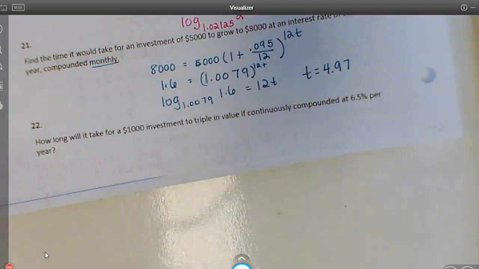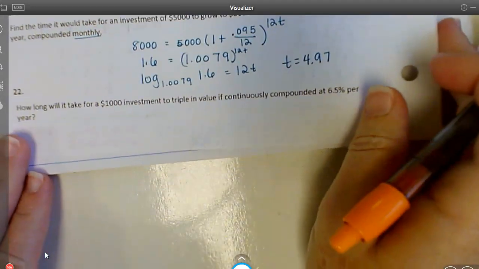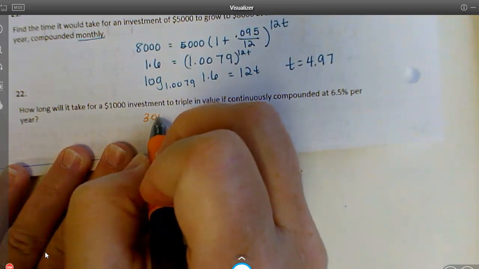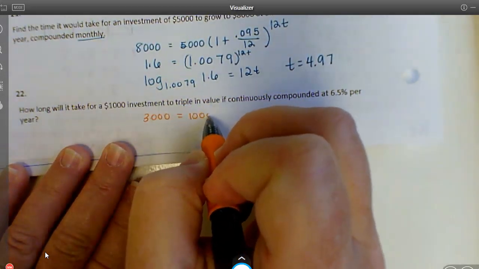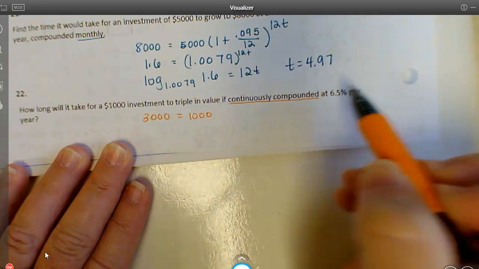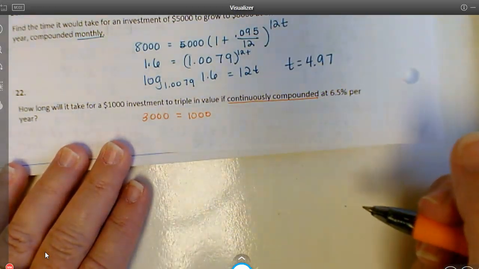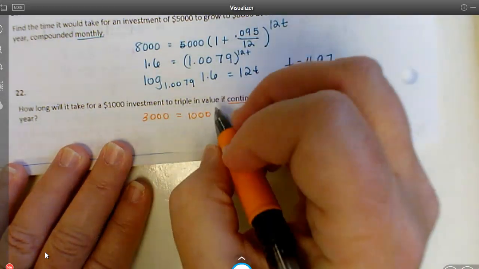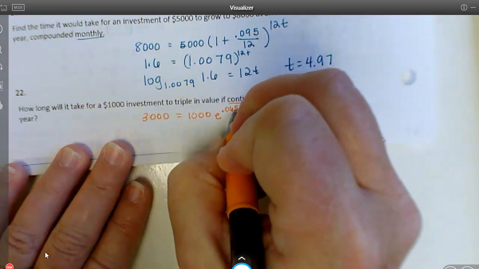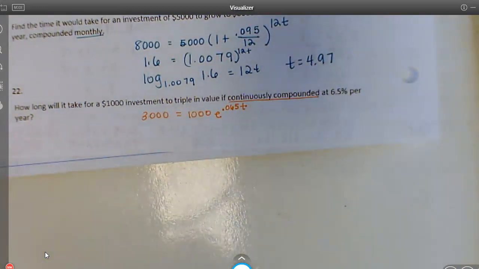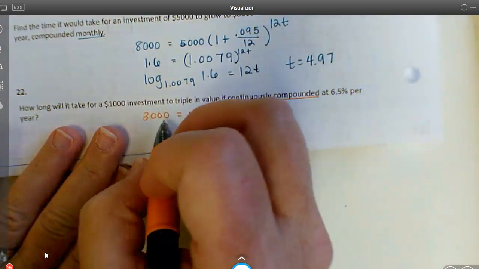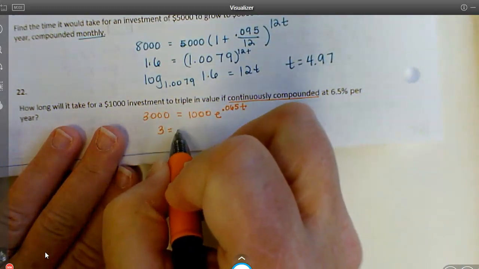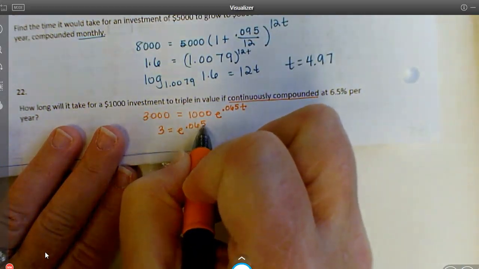How long will it take for $1,000 to triple? That tells me that I'm trying to get to 3,000, since 1,000 is what we're starting with. It tells me it's continuously compounded. This means we're using PERT. So it's 1,000 and then e to the r, which is 0.065 t, because I'm still looking for the time. What do we do first? Divide by 1,000, and so you would get 3 equals e to the 0.065 t.